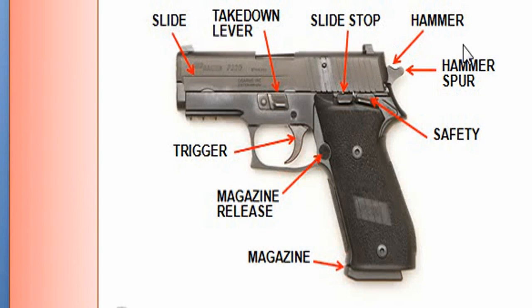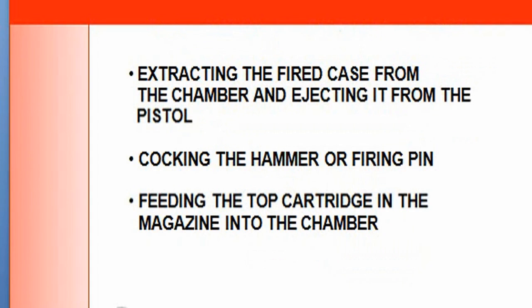Okay, so you have the hammer spur. This is for cocking the hammer back, the hammer. A safety, some have safety, some don't. Most of them do. Slide stop to stop the slide. Takedown lever, some have them. You slide this down and pull the slide off. It gives you access to the barrel to clean it. There's the slide, the trigger, a magazine release. An automatic weapon has a square magazine with bullets in it. It feeds it up in. So when you press this, that would release the magazine that has the bullets.